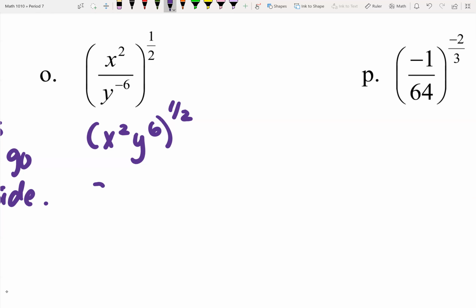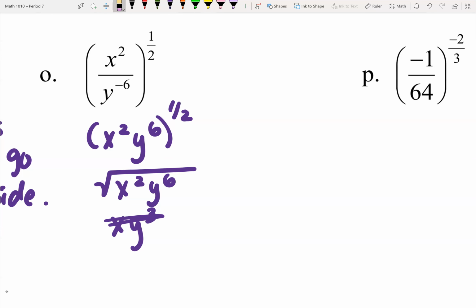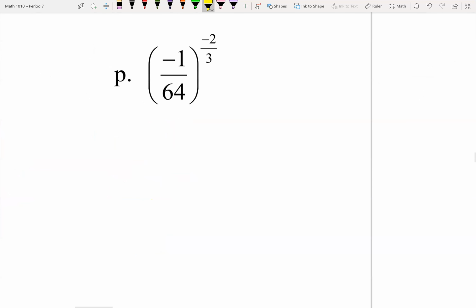Okay? Now let's make our radical. Inside, you have an x to the second and a y to the sixth. Now let's simplify. 2 goes into 2 1 time. 2 goes into 6 3 times. That's my answer, and I'm done. There were so many different ways I could have done that. I almost went a different way, but anyway. Who says I'm good? I get that. Okay, yay. Question P.